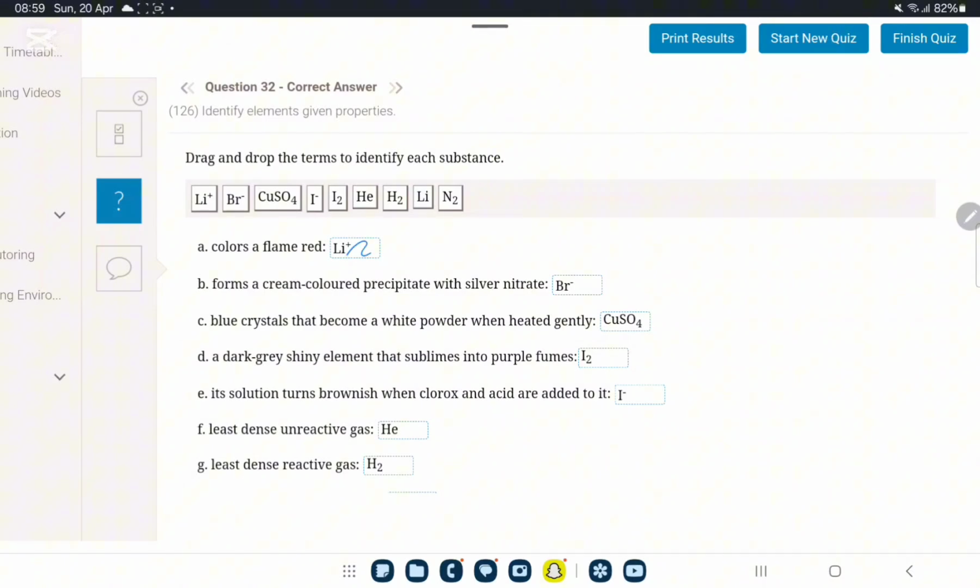Colors the flame red, it's Li, lithium, but careful, there is lithium and lithium ion, so what colors the flame red is the ion. That's why we dissolve the salt before putting it on the fire. So colors the flame red, it is lithium, Li plus, forms a cream colored precipitate. Cream colored means it's Br minus. Whenever they tell you blue crystals, know it has to do with copper, and then it becomes a white powder when heated gently.